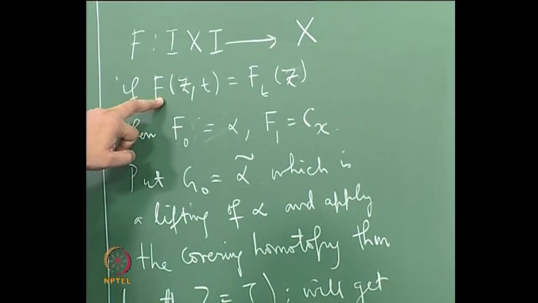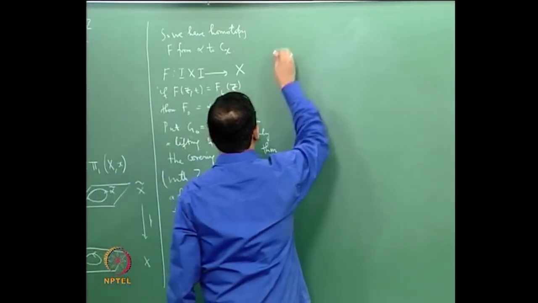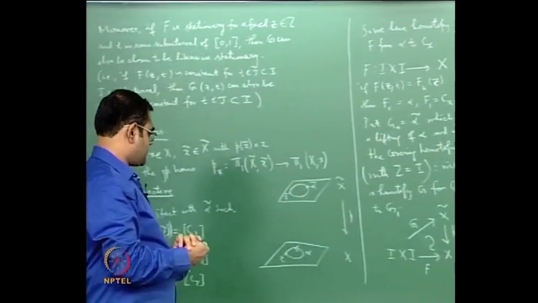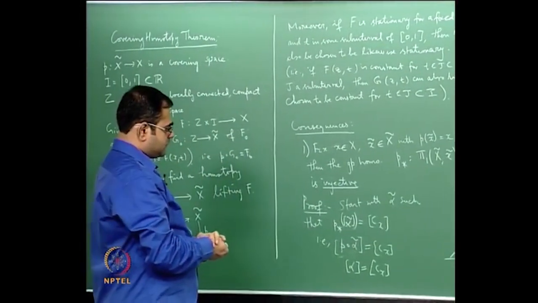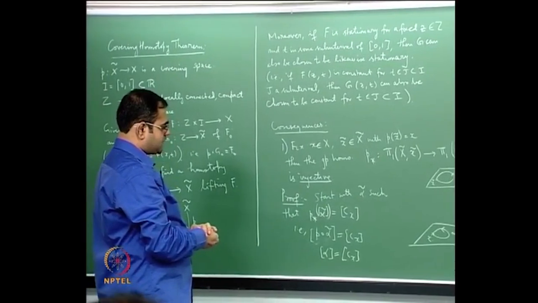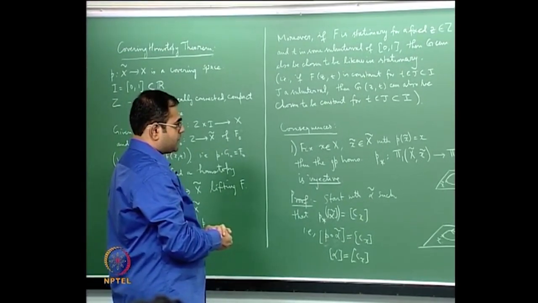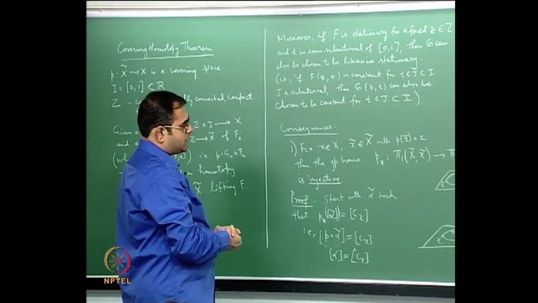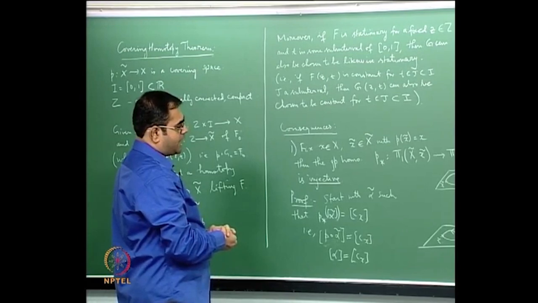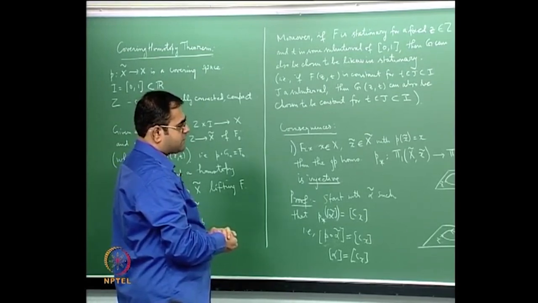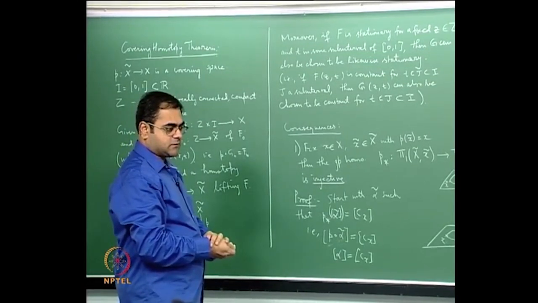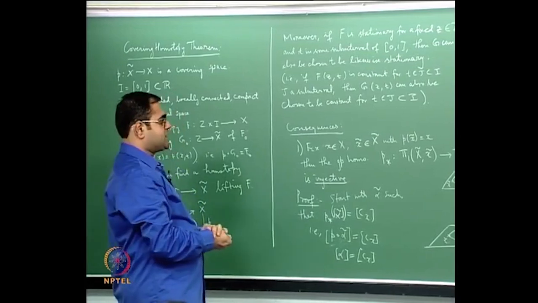Notice that f sub t. I think the easiest way to do it is first show that given a path below there is a unique lift. And g1 is a lift of cx, it has to be cx tilde because that is one lift and that has to be the unique lift. So essentially that is what I have to say.